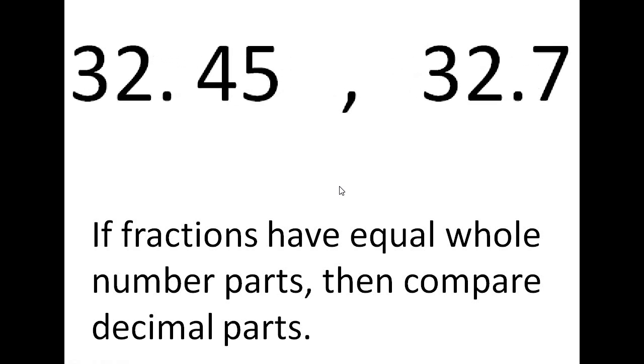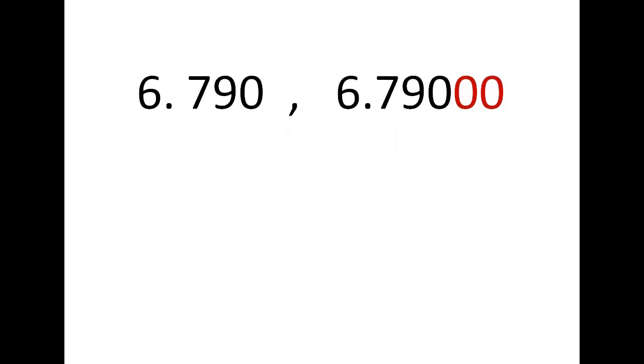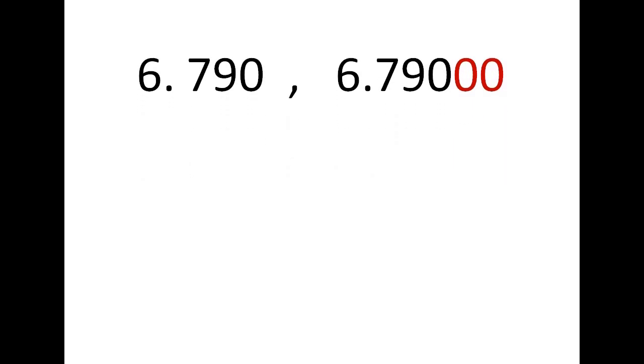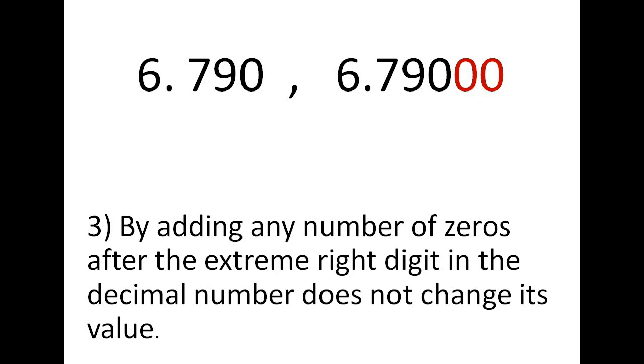Let us move to the next concept, children. The third concept is that adding any number of zeros after the extreme right side of a decimal number does not change its value. Suppose the number is 6.790, and you have added two more zeros. So both are the same. They are equal.